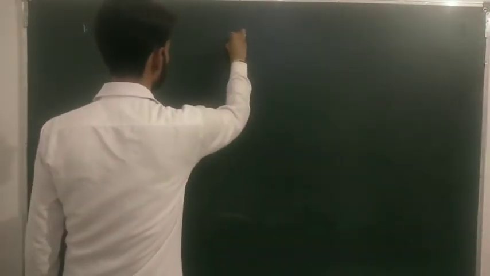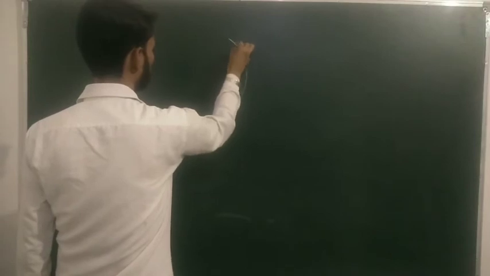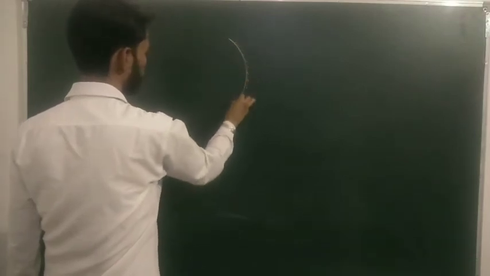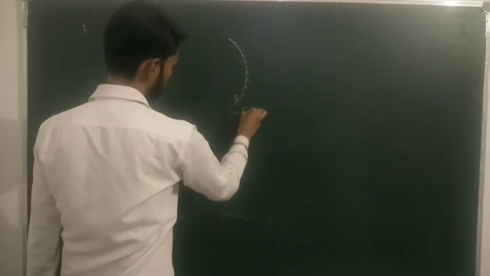First, this type of mirror is called a concave mirror, and this surface is paint, and this type of surface is the reflecting surface.